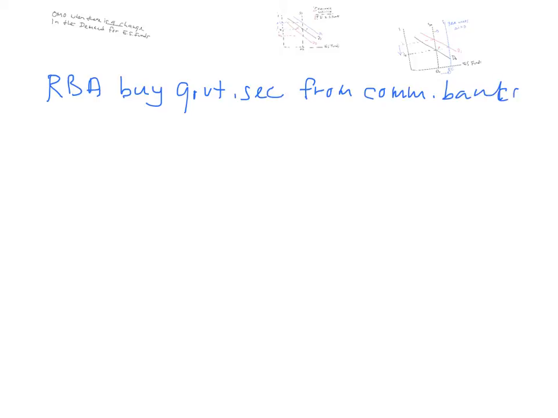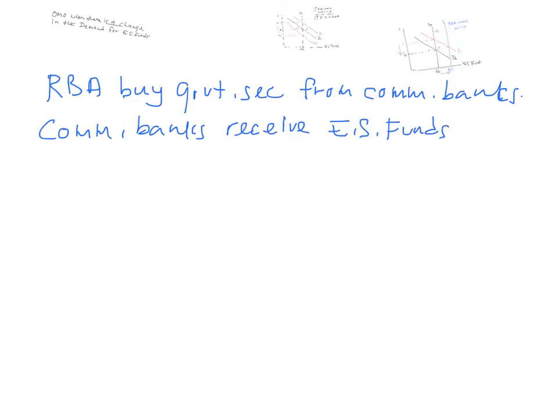Right? So what has happened over there? Well, the RBA has essentially done an open market operation, right? An open market operation to buy government securities from the commercial banks. Okay, the commercial banks receive exchange settlement funds from the RBA, right? Essentially, they're receiving money.